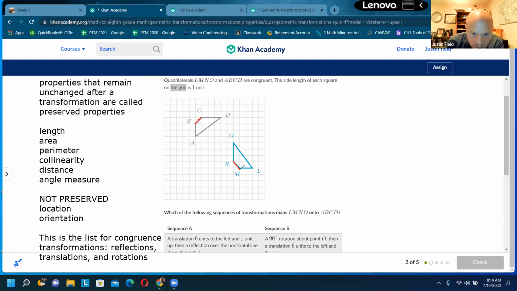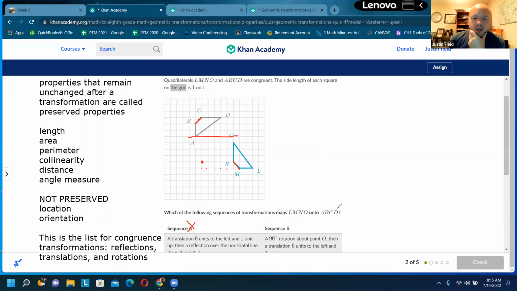So 6 units to the left. 1, 2, 3, 4, 5, 6. 1 unit up. And then reflecting over a horizontal line through point A. So with that, is this point right here a reflection of point B? No. If it was a reflection of point B, they would be the same distance and on the same line from the line of reflection. So sequence A is out.